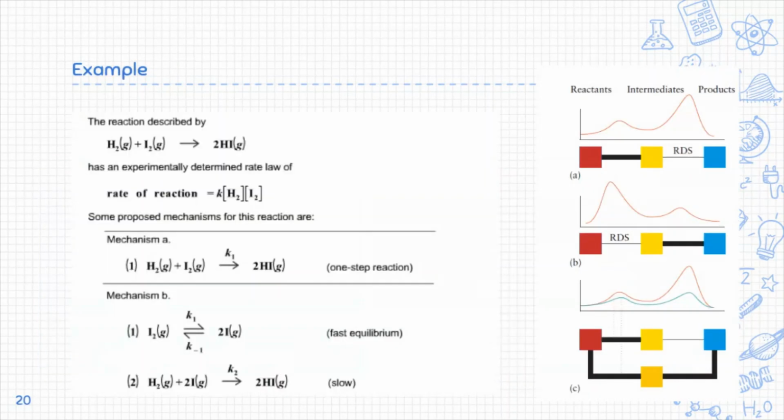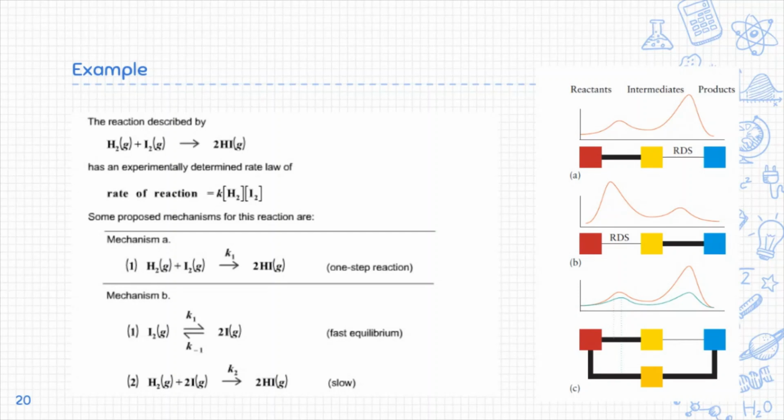All right, next question. We are finally almost at the end of our content review. Here's an example. See the reaction that I just mentioned. It's an H2 molecule and an I2 molecule colliding together to form hydrogen iodide. And they kindly gave us the rate of reaction, which says that it's second order overall.